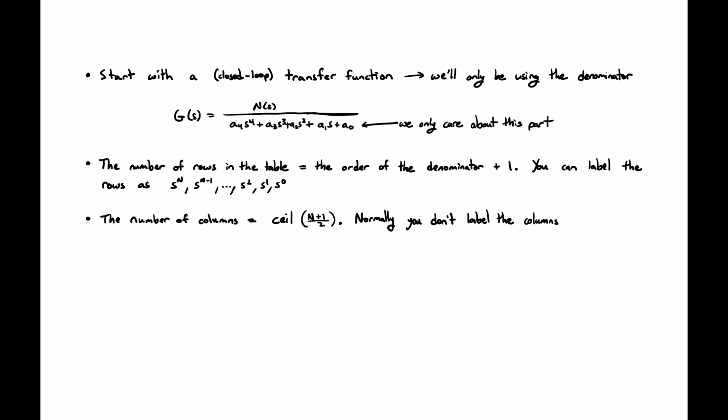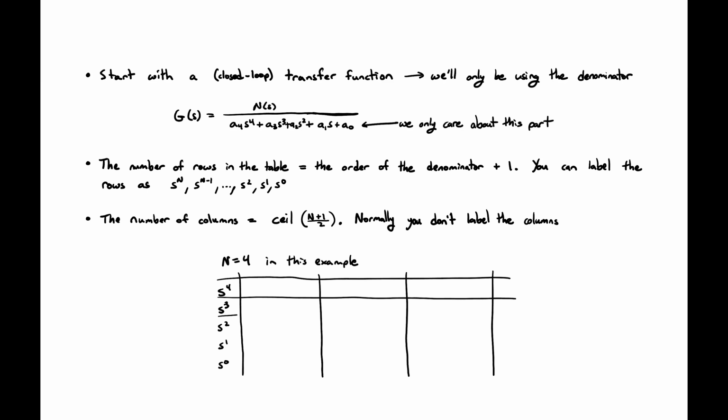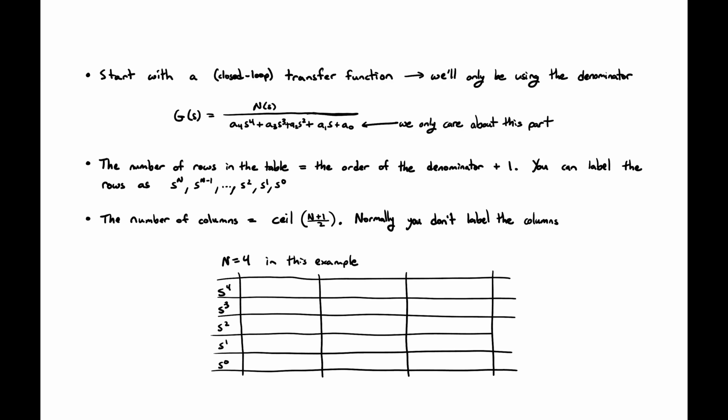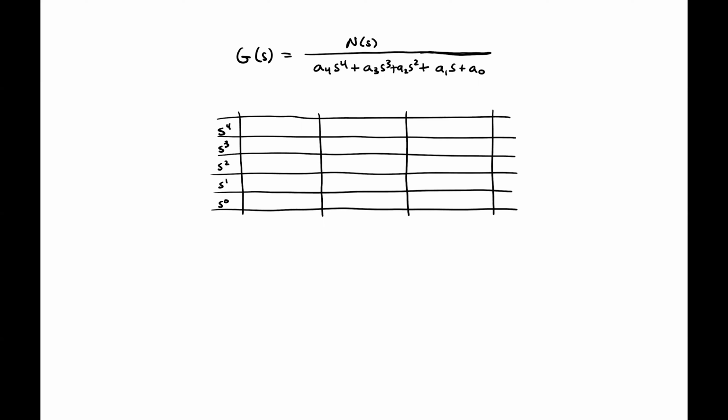You don't normally need to label the columns, though sometimes you can in specific cases, right? So in this example, n is equal to 4. That means we're going to have 5 different rows here, and 3 different columns: 5 plus 1 is 6, divided by 2, we end up with 3. This is our example that we're going to be working with here, but this can apply to s to the 11th, s to the 100 and something. It doesn't matter what the order of the denominator is. It's appropriate for all different cases.